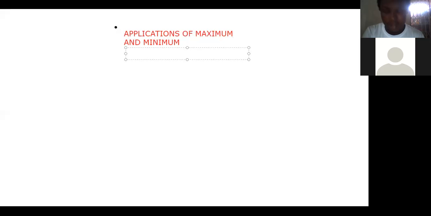So a rectangular sheet of metal, 72 cm by 84 cm, has squares each of side y cm cut off from its corners.